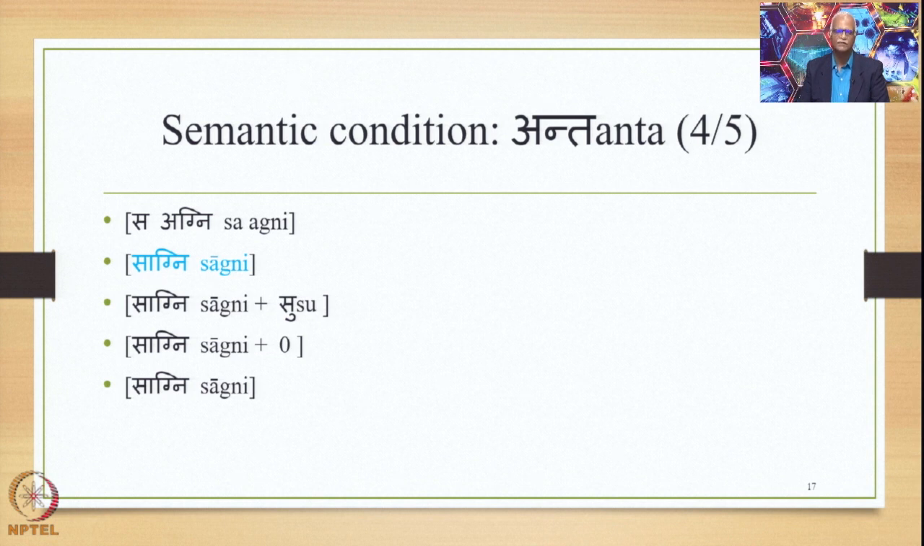And agnina saha is the laukika vigraha, which is the input. When we use sagni in the sentence, we add the suffix su after it. So we have sagni plus su. And now, because sagni is an avyayibhava samasa, it becomes an avyaya on account of the sutra avyayibhavascha 1141. So we apply the sutra avyayad apsupaha, and then su is deleted, and so we get sagni plus zero, and finally we get sagni as the subanta form.